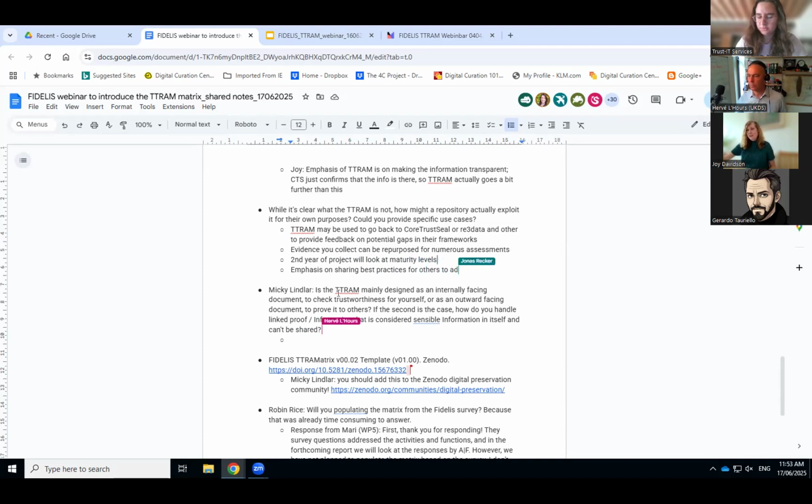I think the next question is sort of related to the previous one, and it was just asking whether the TTRAM is mainly designed as being an internally facing tool or a process, or is it something that you would use as a network facing document, something to provide that evidence more externally to potential end users or various other stakeholders who might be interested?